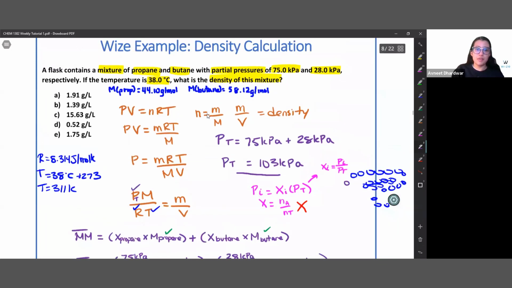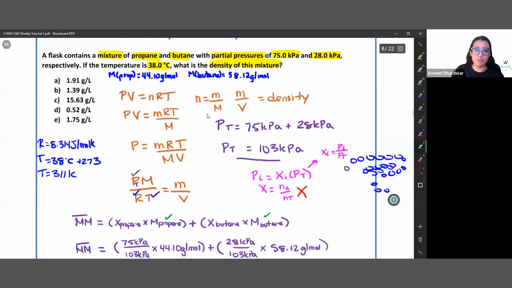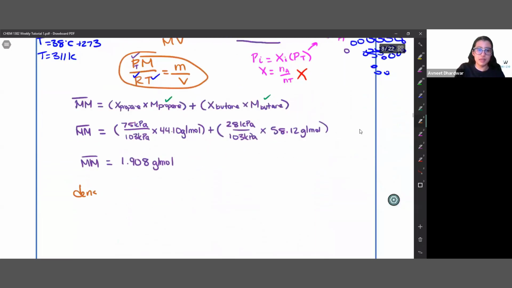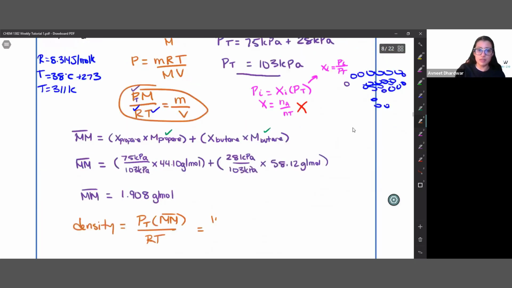Okay. And then finally, we just have to solve for the density of the mixture. So we're going back to this equation here. We're interested in the density, which is m over V, and that's equal to the total pressure times the average weighted molar mass of that mixture over R times T. So the total pressure we already found, and that's 103 kilopascals. The average or weighted molar mass of this mixture is 1.908 grams per mole.